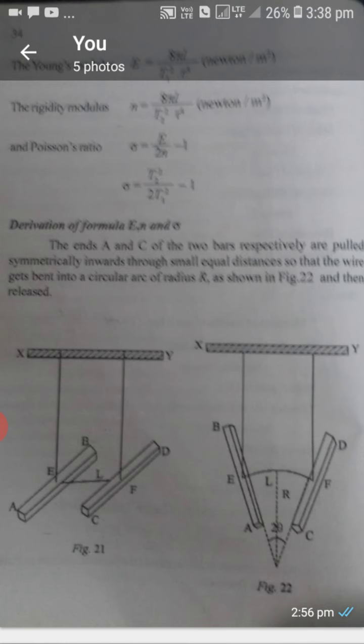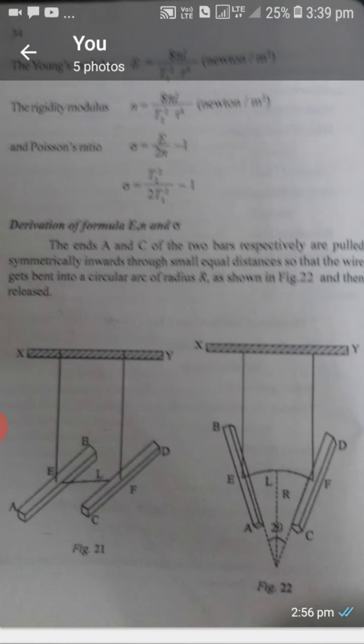Then you substitute the value of AK square and R. Then bending moment is equal to E into AK square, where AK square is pi r power 4 by 4, and R is equal to L by 2 theta. Then 2 and 4 get cancelled, and the denominator will be 2. Then this is equal to the restoring couple, that is I into A. I means moment of inertia. A means d omega by dt, that is angular acceleration, the rate of change of angular velocity.